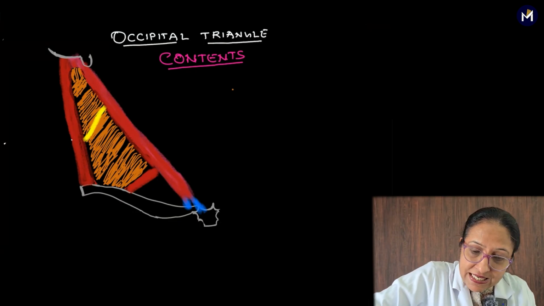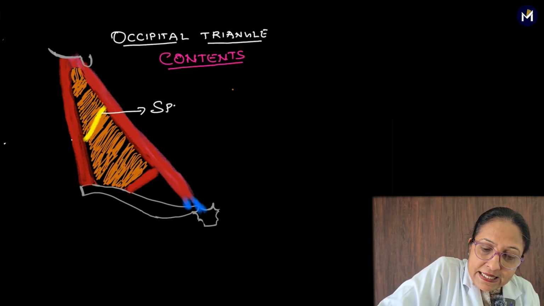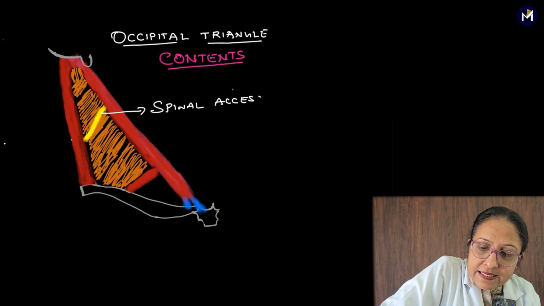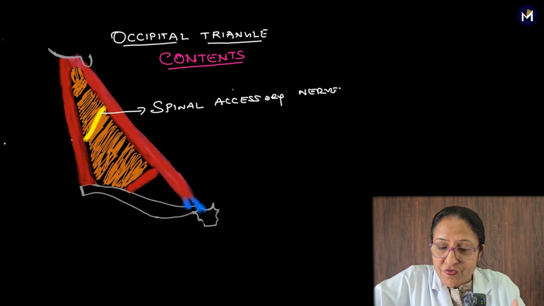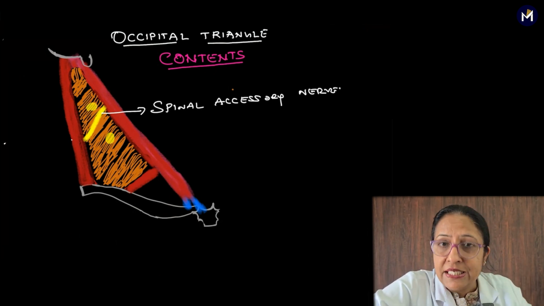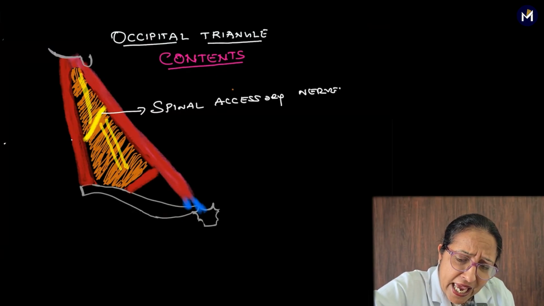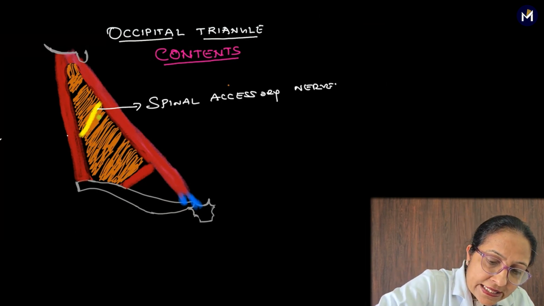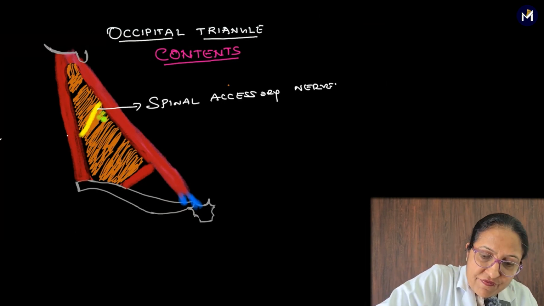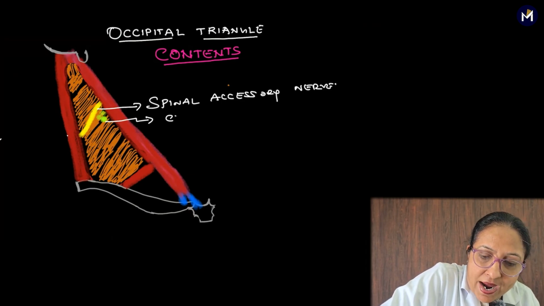and trapezius muscle. So this is spinal accessory nerve. This spinal accessory nerve further divides the occipital triangle into a carefree triangle above. That means there are no important structures over here, and a very careful triangle below because there are very important structures over here. Surrounding the spinal accessory nerve, there are some cervical lymph nodes. So label this as cervical lymph nodes.